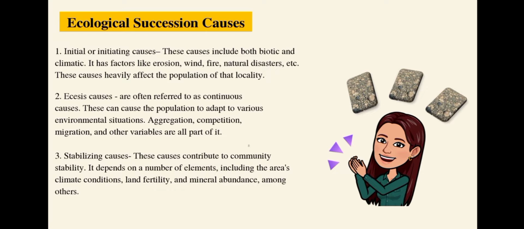Number 2, excessive causes. These causes are also known as continuing causes. This can modify the population to adapt to several conditions of the environment. The factors it includes are aggregation, competition, and migration. Number 3, stabilizing causes. These causes are the ones that bring stability to the communities. It has several factors like the nature of the climatic condition of the area, fertility of the land, and the abundance and availability of minerals.